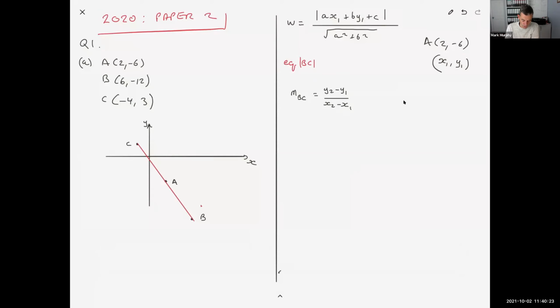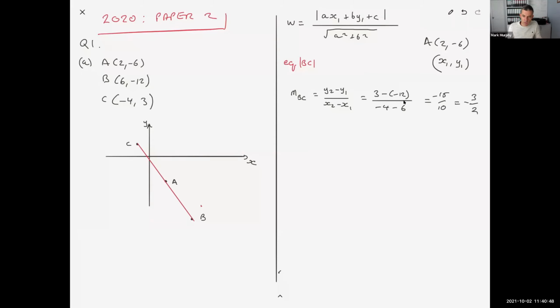We can find out the slope is y2 minus y1. So in this case, it's 3 minus 12 all over minus 4 minus 6. Working all that out, you get minus 15 over 10, which is equal to minus 3 over 2. So now we have the slope and we have a point on the line.